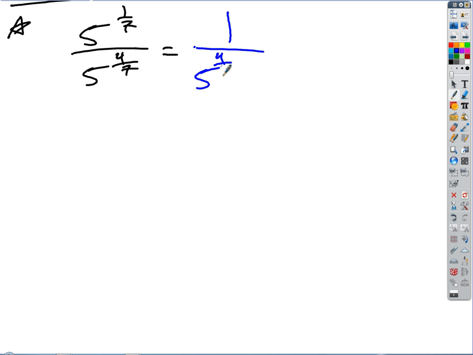And then we're just gonna subtract the 1 sevenths from the 4 sevenths, right? Okay. That gives us 1 over 5 to the 3 sevenths. Okay, but that's a problem because I've got a 7th root on the bottom, right? So that is not fully simplified. What could I do? What do you think?